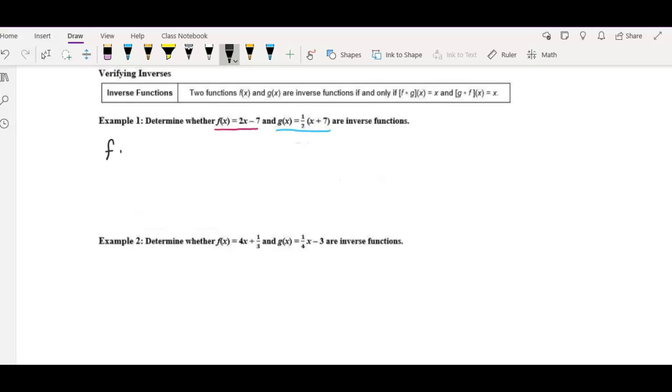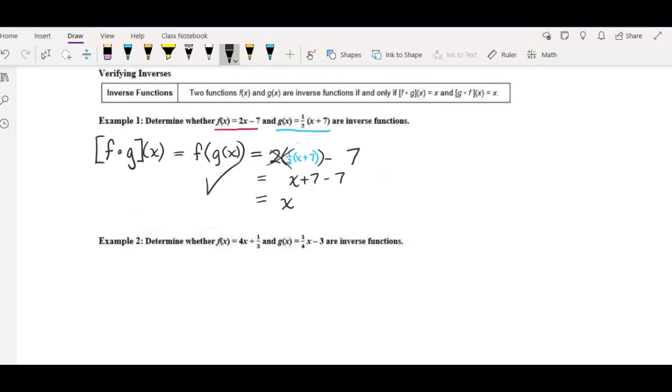So let's start with f of g of x, which again just means f of g of x. That means to start with the f function, because that's the first letter here, 2x minus 7. And I'm going to take out x, put parentheses so I know where it was. It was right there. And I'm going to put g inside, 1/2 x plus 7. All right, now we simplify. 2 times 1/2 cancels out, and I'm left with x plus 7 minus 7, which equals x. So this one worked.